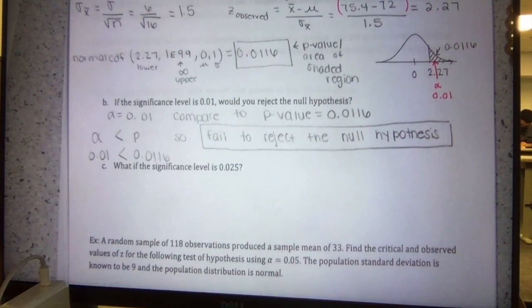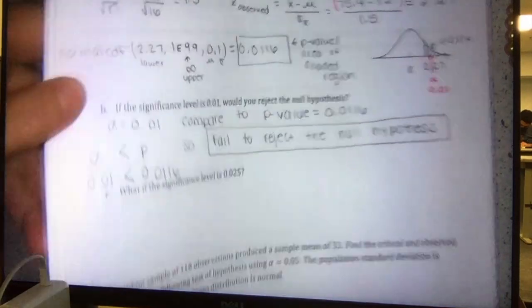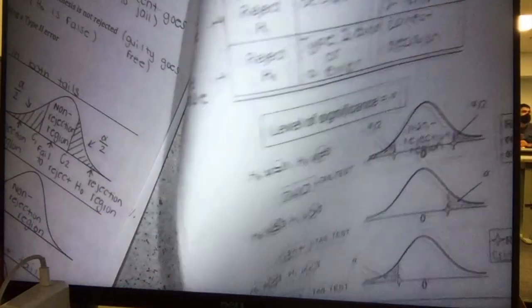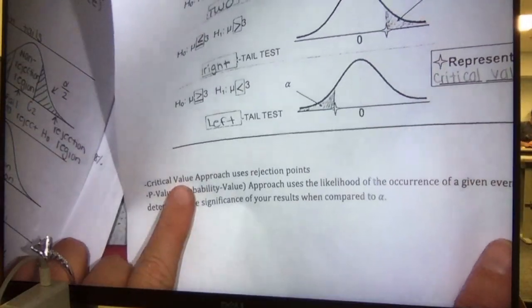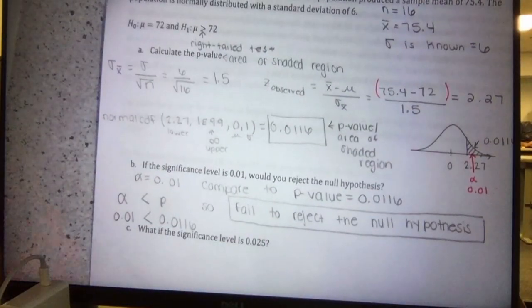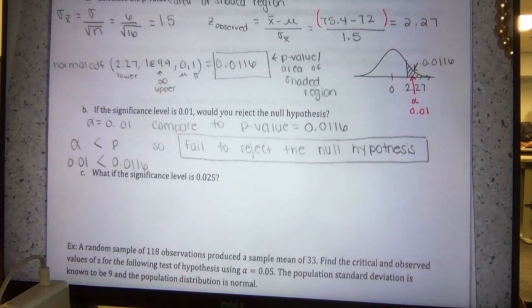Going back a couple of pages, we talked about two different approaches. We did the critical value approach, and then we talked about the p-value approach, which is what this is. So these are the two approaches that we're going to look at. I'm trying to think of the best way to explain it, in not mathematical terms.